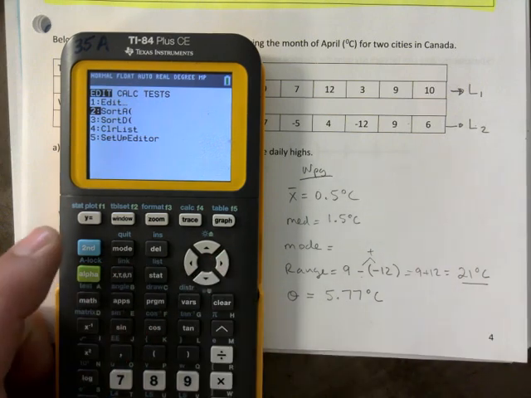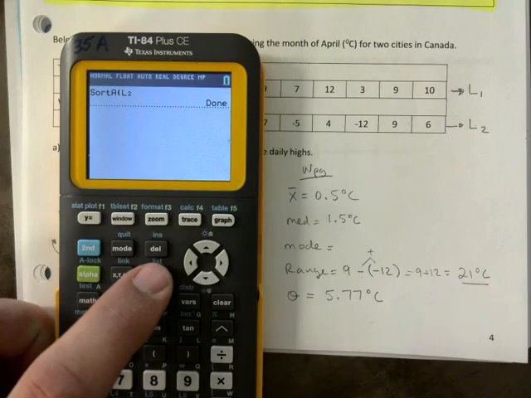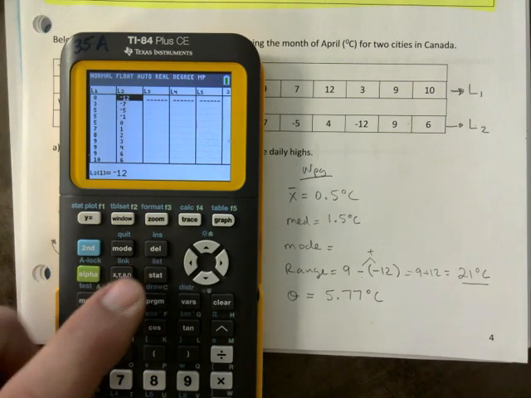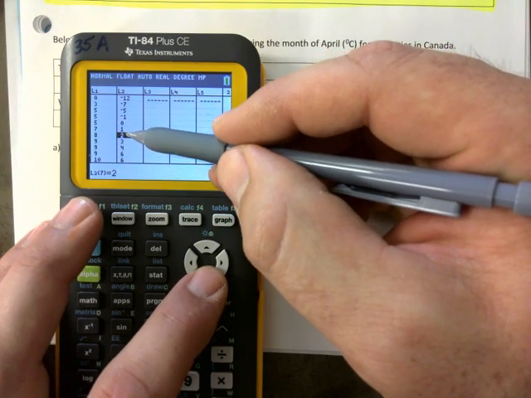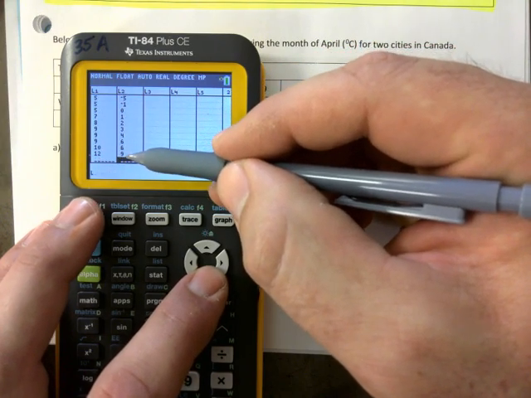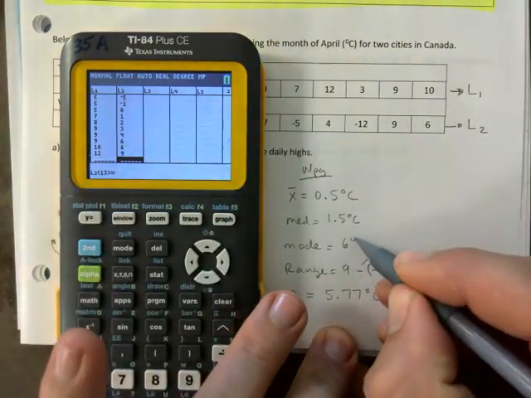Stat, sort. I'm going to sort L2. Then I'm going to go to L2. You already found it, didn't you? Is there a mode? Yeah, 6 is it, right? I find 2 6s there, so 6 degrees Celsius.